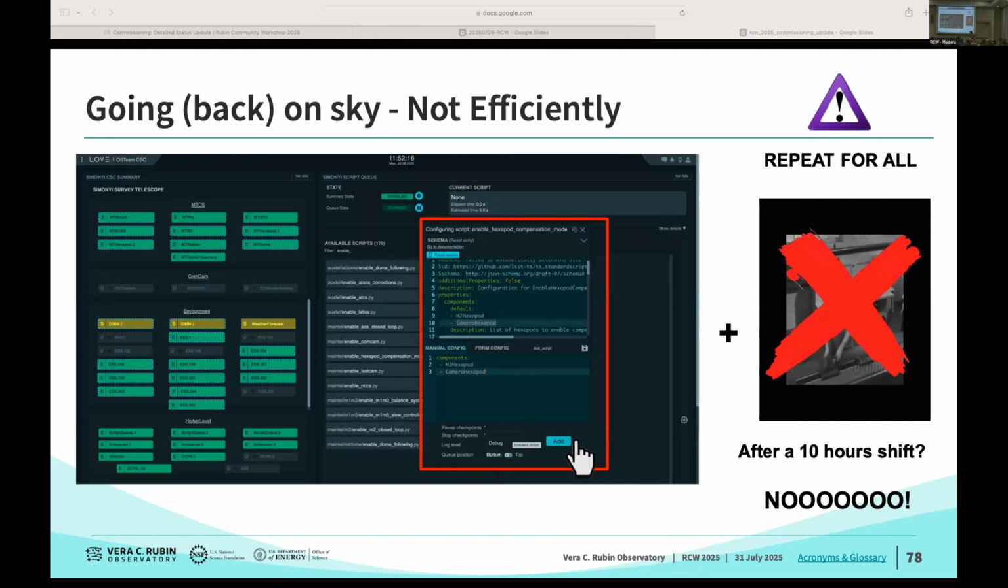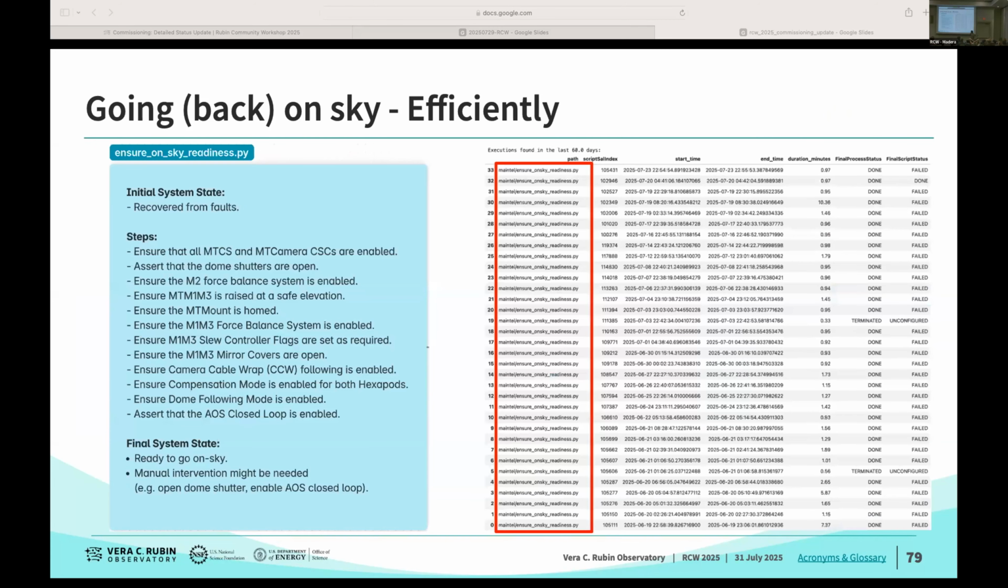So someone came with a great idea: that we need a script that would be called recovery TMA. It would recover everything for you, but that was not exactly how it ended. It ended as a script that we call ensuring sky readiness that will do it for us. It will check the engineering facility database. If the status is not the one that we need, it will take action.